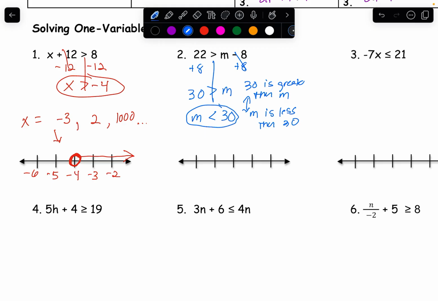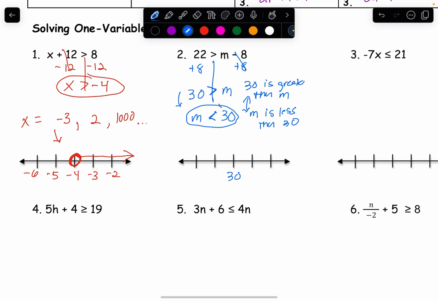It wouldn't be wrong, because usually when we're looking at the solutions, we want to start with the variable. So we want the variable kind of on the left side. So if it isn't on the left side, I like to rewrite it. But notice this means the same thing. The mouth is still opening up to the 30 in both cases, so this really does mean the same thing.